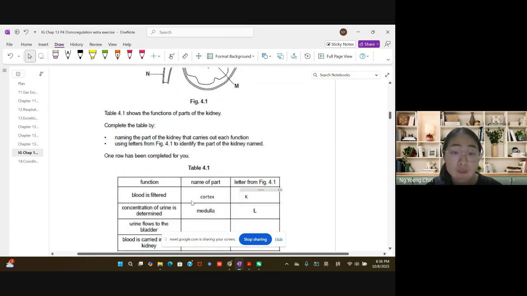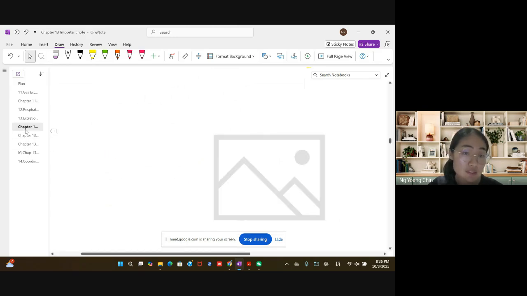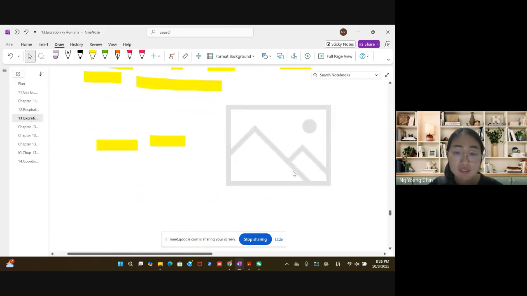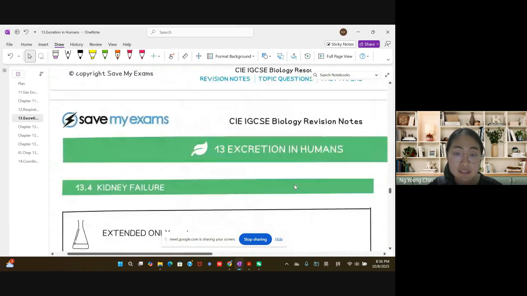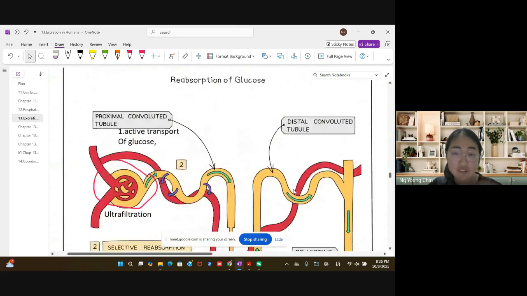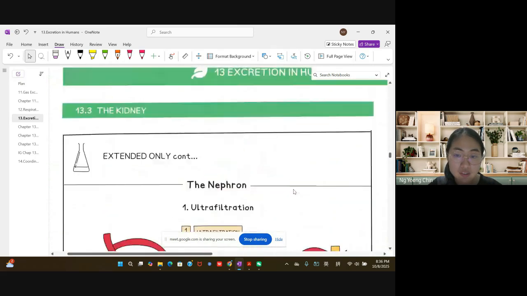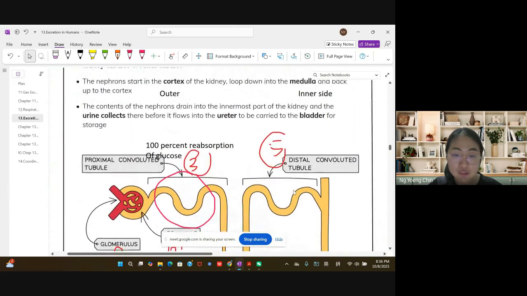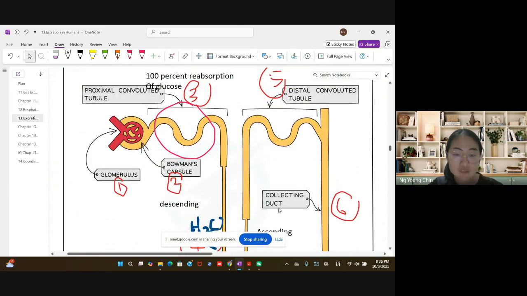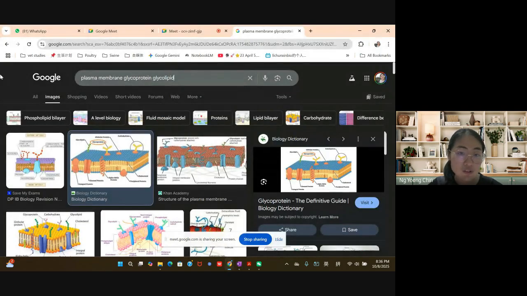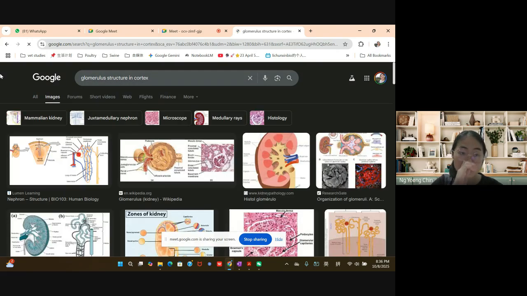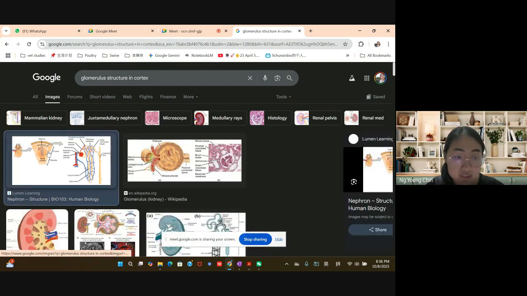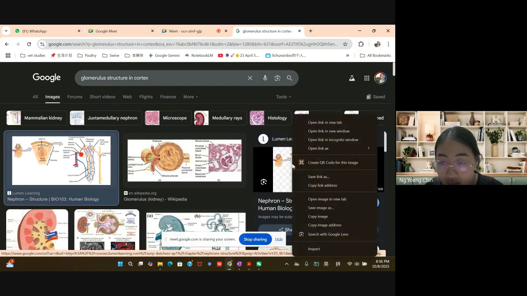It's because the cortex, when you look back in the notes, let's see the location for the nephron structures. It doesn't show in this picture, but maybe I can show you an actual picture of the glomerulus structure. In the cortex, it's because the glomerulus actually is located at the cortex here.